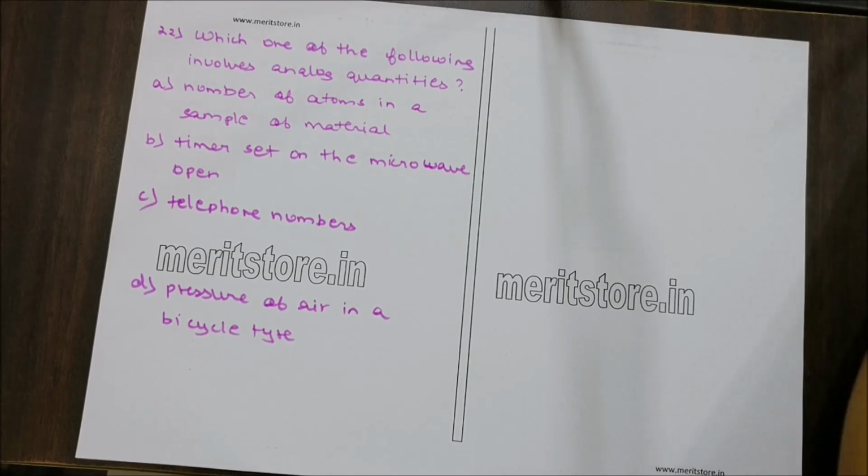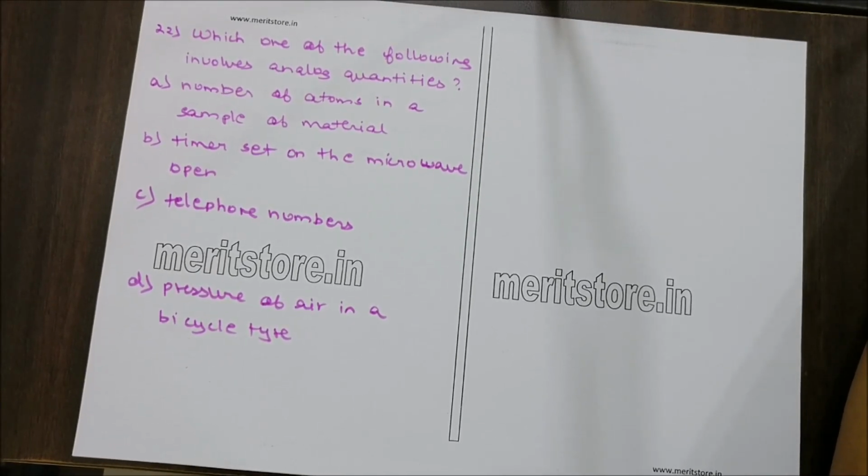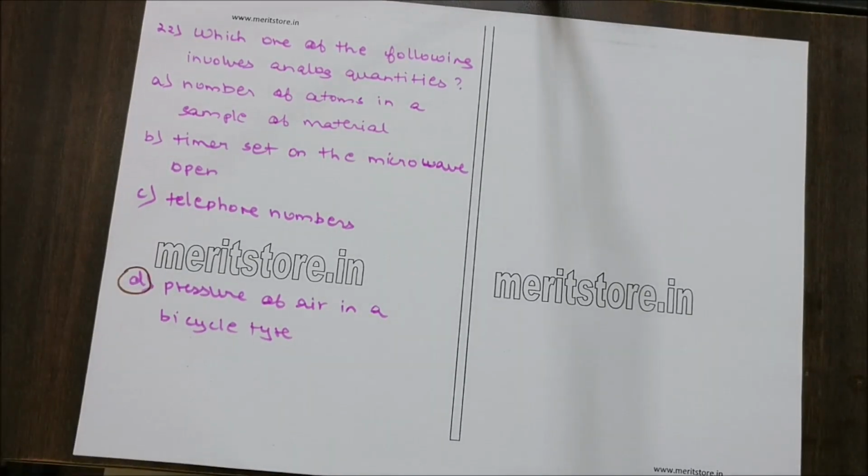22. Which of the following involves analog quantities? A. Number of atoms of a sample in a material. No, it will be digital because it is finite. B. Timer set in a microwave oven. No, it has a given set of time. C. Telephone numbers. No. D. Pressure of air in a bicycle tire. That is something which is not digital. Therefore, option B is the correct answer.